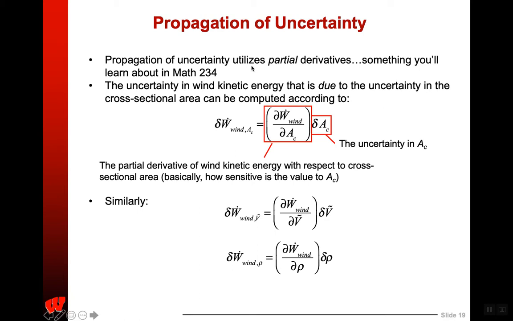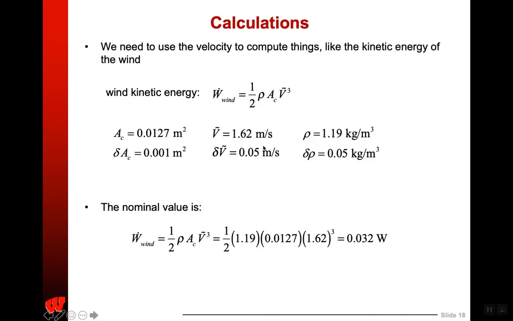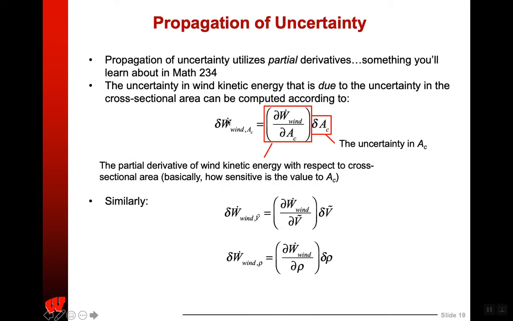The uncertainty in the wind kinetic energy that is due to the uncertainty in the cross-sectional area, right? Let's go back. Oh yeah, so I know my area. There's also some uncertainty in the area, right? I know area, but there's also some uncertainty. So now I'm saying the uncertainty in the kinetic energy that is a result of the fact that I don't exactly know what my area is, right, is this derivative. In general, what is a derivative? How much does something change when something else changes? So the question here is, how much does the power in the wind change when the area changes, right?